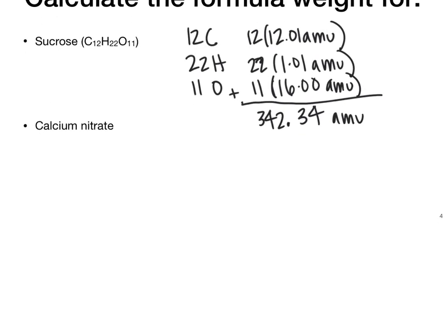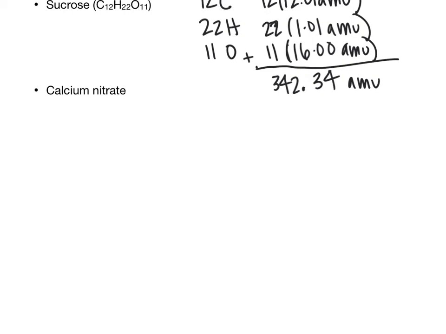Now, what about calcium nitrate? Calcium nitrate is something we need to learn how to name. So we know that calcium is Ca. Based on the periodic table, it's 2+. Nitrate is a polyatomic that's NO3-.